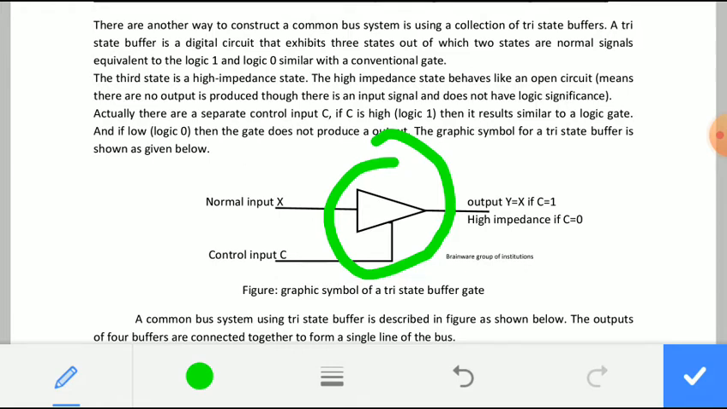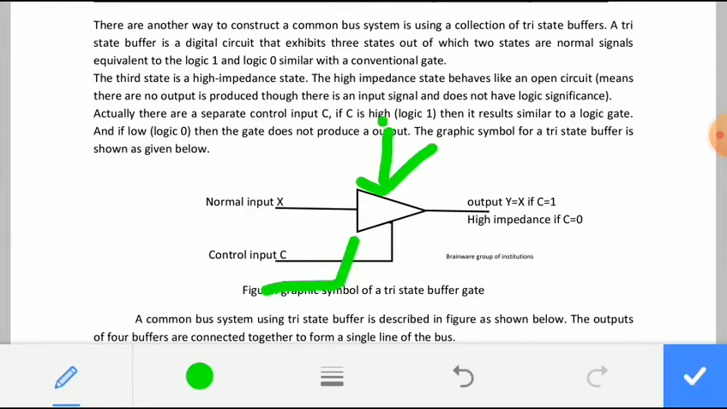Tri-state means one input state, one output state, and one control unit. What is the function procedure? The function of this tri-state device can be controlled through the control signal. That means when the control is 0, the tri-state buffer cannot produce any result.